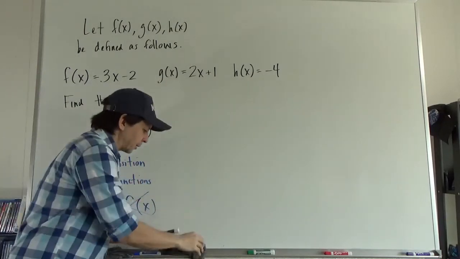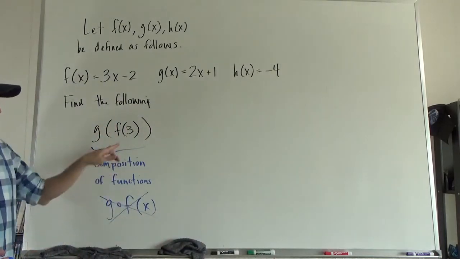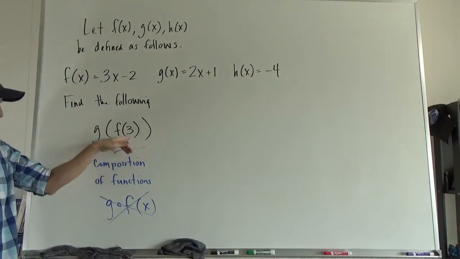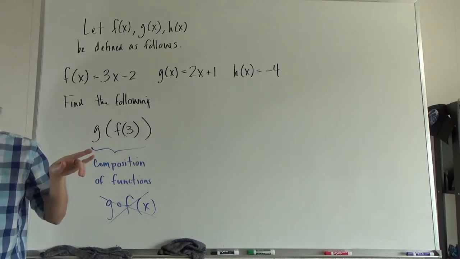So I need to do one at a time, working inside out. I need to know what f of 3 is. F of 3 is just some value, which I don't know, and I didn't do it, so I'm going to do it.